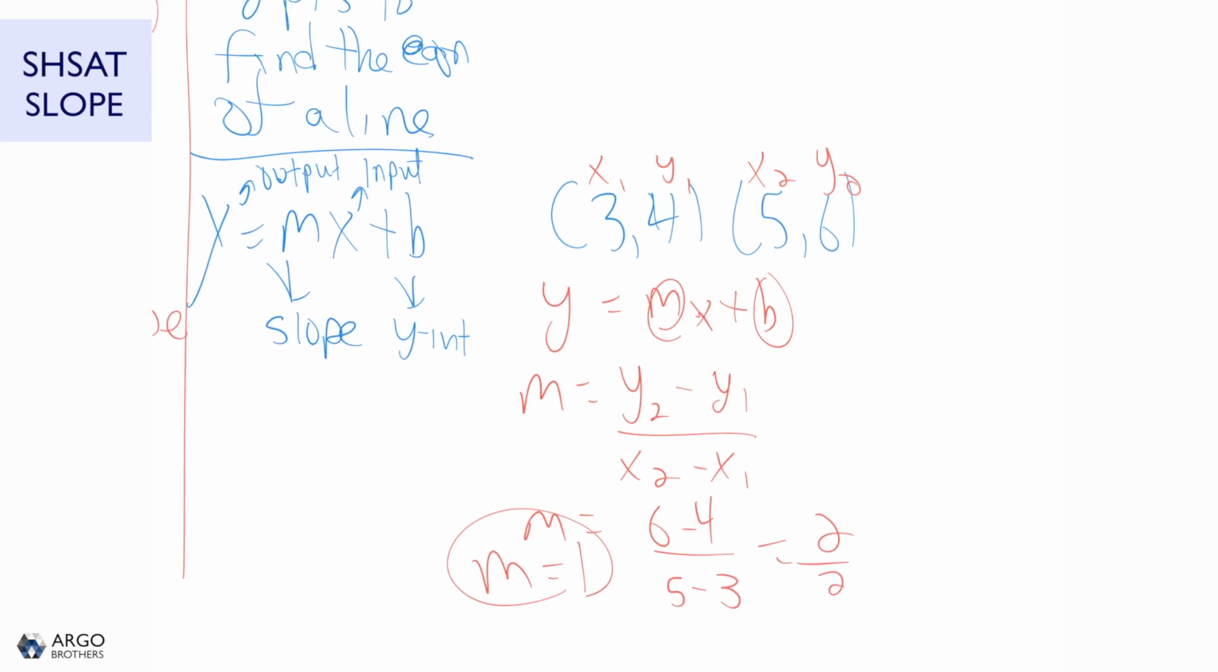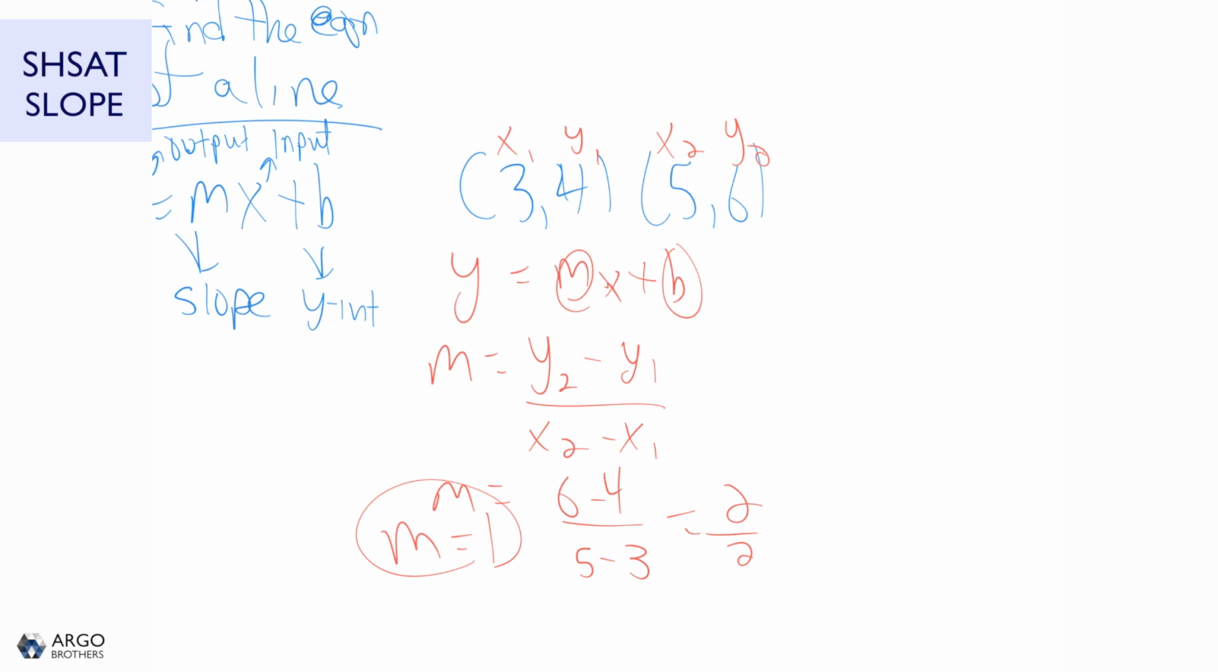Now I want to find the y-intercept. So the y-intercept, or b, is going to be a quantity that we find once we plug in one of these points in our equation. So right now, what do we have? We have our equation as y equals mx plus b, but m is 1, so we have y equals x plus b.